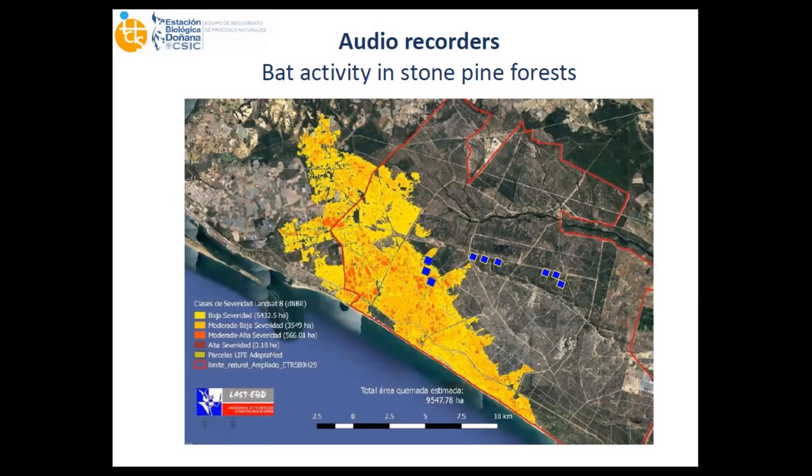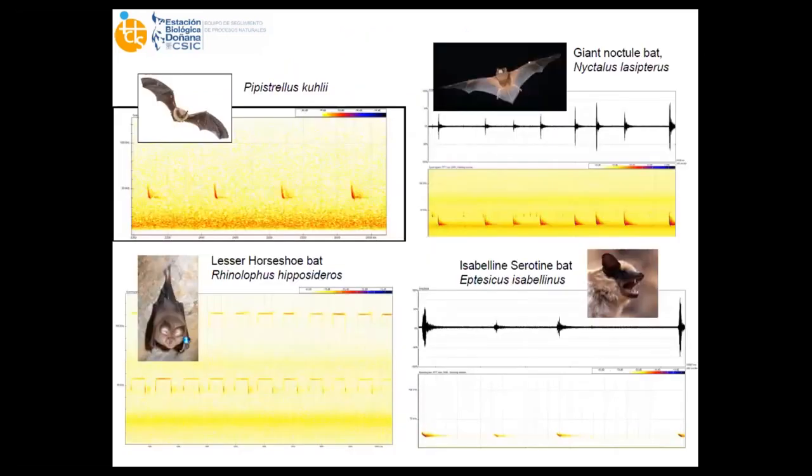And this is the satellite image that we use to estimate which areas were affected and with what severity. Now, 3 of our plots were affected with different levels of severity. And actually, we were deploying our bat sensors in these places. And that provided us with an opportunity to compare the impact of burning on bat activity. And this is an example of the kind of data we got. Our most common species was Pipistrellus kuhlii.